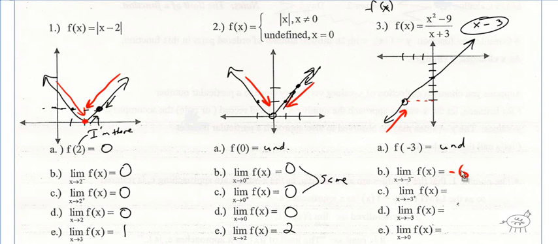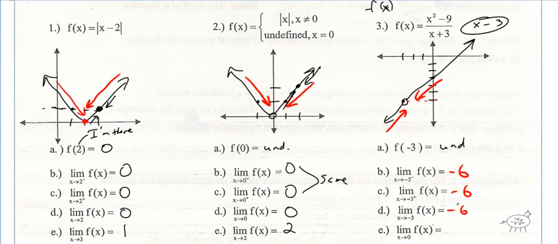I'll put it in red, doesn't matter. Okay, what about from the positive side? Negative 3 from the positive side. It looks confusing, right? It says x approaches negative 3 plus, but remember that plus on top means coming from the positive side. So I'm coming from this side. What's it approaching? Well, it's also approaching negative 6. So what's the two-sided limit? Negative 6.